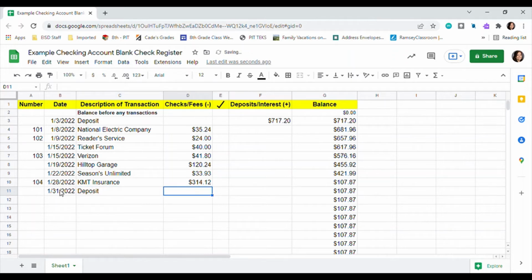Now, money's not leaving our account. We're actually getting money. Money's coming to us, so nothing goes in cell D11. We move on over to cell F11, and in F11 we put the amount of the deposit, not the amount of our paycheck. Our paycheck was $752.37, but remember, we kept $60 in cash from that, so the only amount of money that's going into the bank is $692.37. And so in cell F11 you put $692.37. And whoo, we got some money again. Our balance is $800.24, and we're ready to move on to the next transaction.